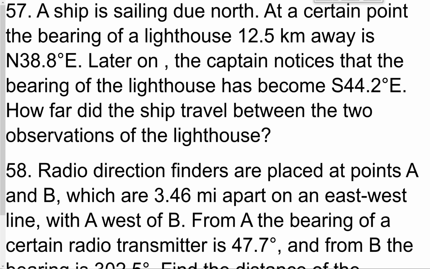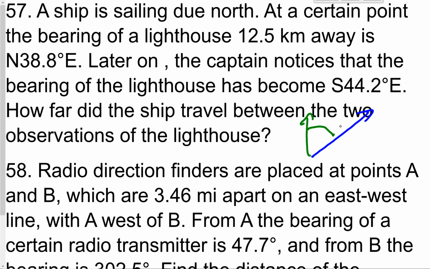All right, words, words, and more words you've got going here. So we have a ship due north. I'm going to read through yours, I'm not going to do yours, you have to do yours. It's sailing due north. At a certain point, the bearing of a lighthouse, 12.5 kilometers away, is north 38.8 degrees east. So that means you're going off of the second bearing way: north, and then to the east. So that is going this way.